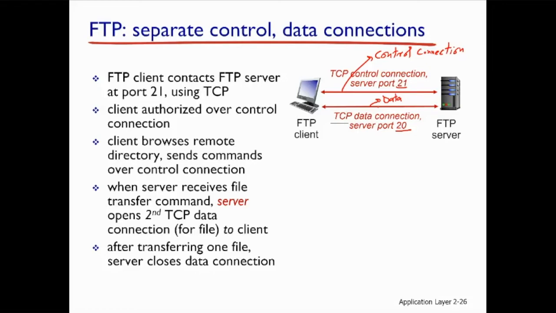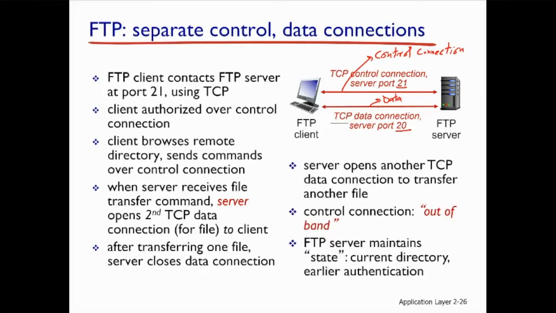Since we have two separate connections here, the control information is said to be out of band, right? Out of band means we have a separate TCP connection for sending the control information, and I've already explained what control information contains, right? In contrast to this, HTTP is said to be in band. Why? Because it sends the control information using the same connection.